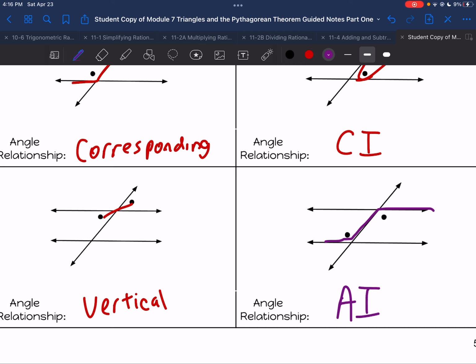Those are our notes for today. Stay tuned for the next video for 7.1b, how we are going to find missing angle measurements using all of these rules we've just gone over.